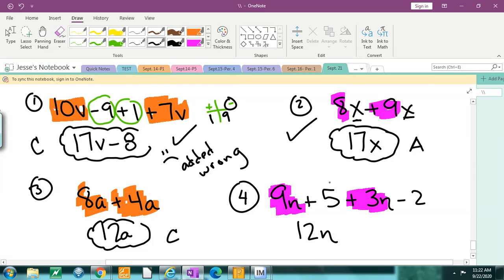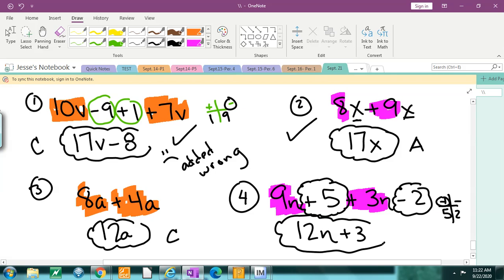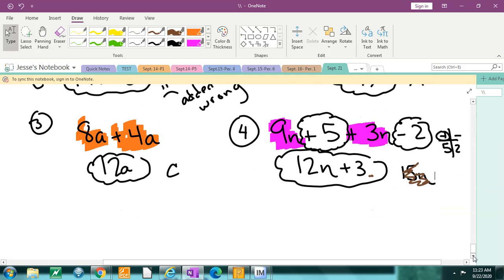12n. And then what about the constant? 5 and a negative 2, right? So I'm going to go ahead and add that. I'm going to do a t-chart: 5, negative 2, positive 3. And there you go. Can I add these two and put 15n? No, you cannot do that. Why? Because the 3 doesn't have an n. The 3 is a constant, so you can't add it. There's no n on 3. So there you go with 4.